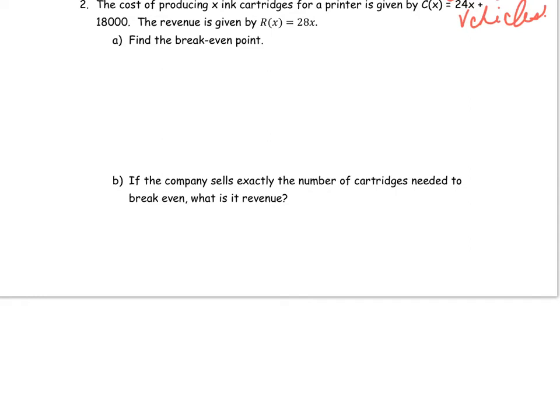So we are now ready to move on to the second problem. And the second problem says that we're given the cost of producing x ink cartridges for a printer is given by C of x is equal to 24x plus 18,000. And the revenue is given by R of x is equal to 28 times x. And x, of course, represents how many ink cartridges. And we want to find the break-even point. And the break-even point is always where your cost, which is C of x, is equal to your revenue, which is R of x. So you're not making a profit, but you're not losing money at that point.